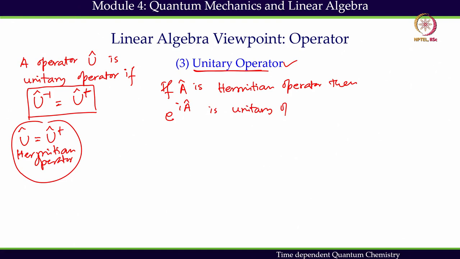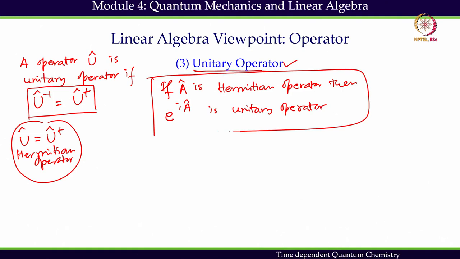This is the property: if A is a Hermitian operator, then e to the power iA is a unitary operator. We can prove that by exponentiating the operator and then taking the inverse. First, I have to find the inverse of the operator. So, this is the operator we are talking about. This is U. Now, we first have to check the inverse of that operator.